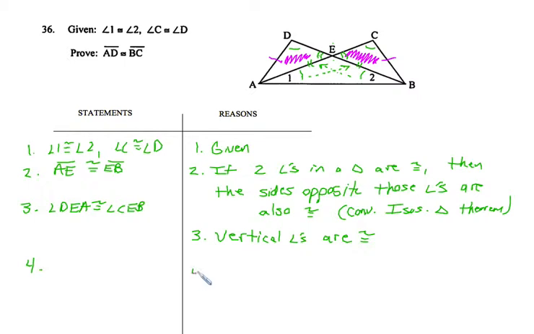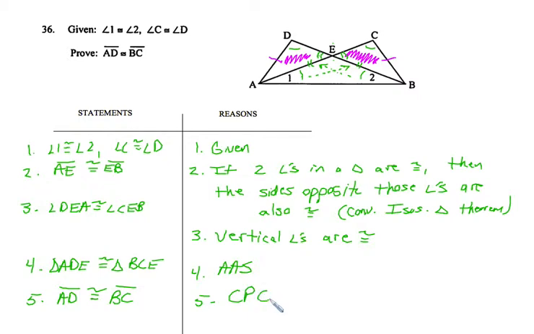So statement number 4 was, now that I have angle D, angle DEA, and side AE, I knew that those two purple triangles, triangle ADE and triangle BCE, had to be congruent because of an angle-angle side relationship. And if those two triangles are congruent, then I can take any two parts that I want from those two triangles. In this case, I'm interested in AD and BC. And I can say, well, those are congruent because the corresponding parts of congruent triangles are congruent, or as we say, CPCTC.